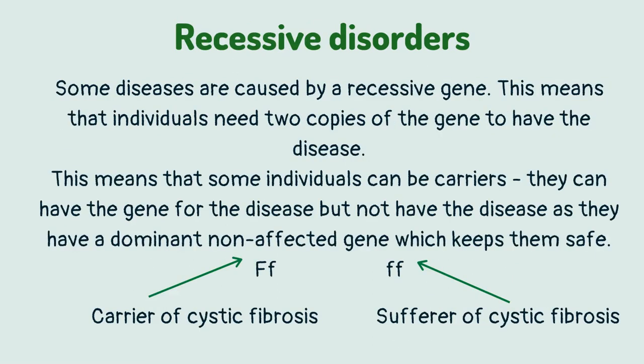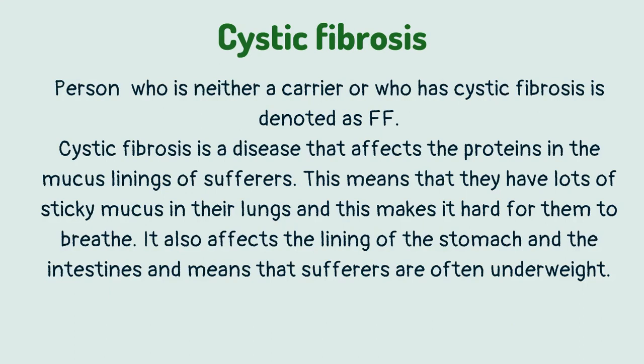Some diseases are caused by a recessive gene. This means that individuals need two copies of the gene to have the disease. This means that some individuals can be carriers. They can have the gene for the disease but not have the disease, as they have a dominant non-affected gene which prevents them from having the disease. A person who is neither a carrier nor has cystic fibrosis is denoted as capital F.